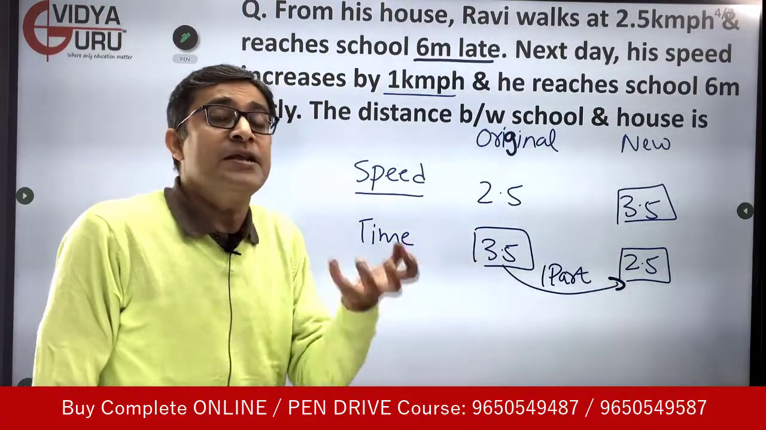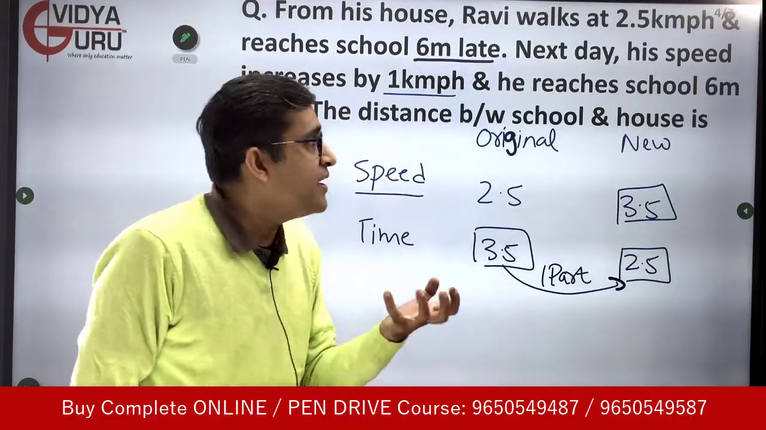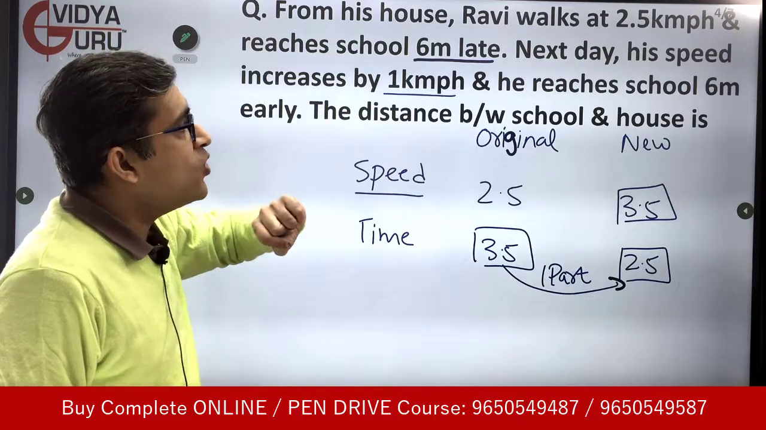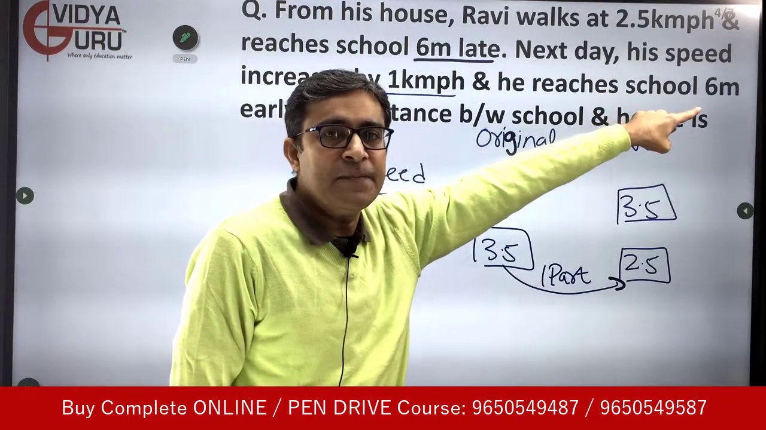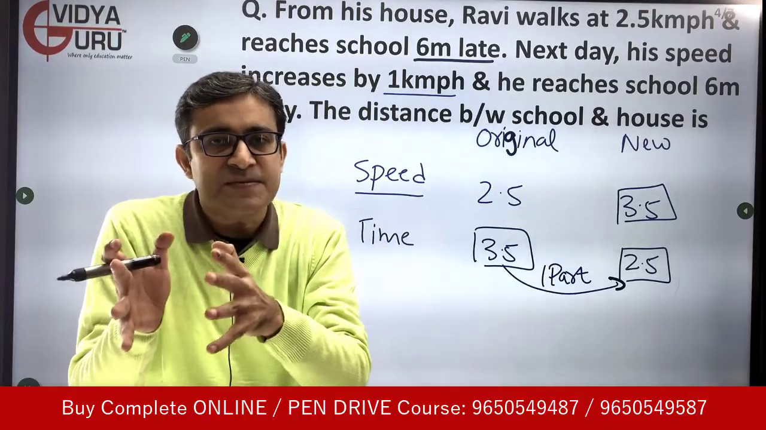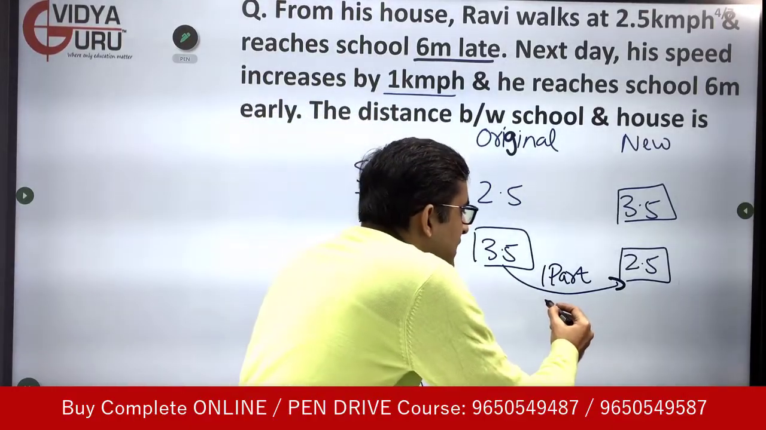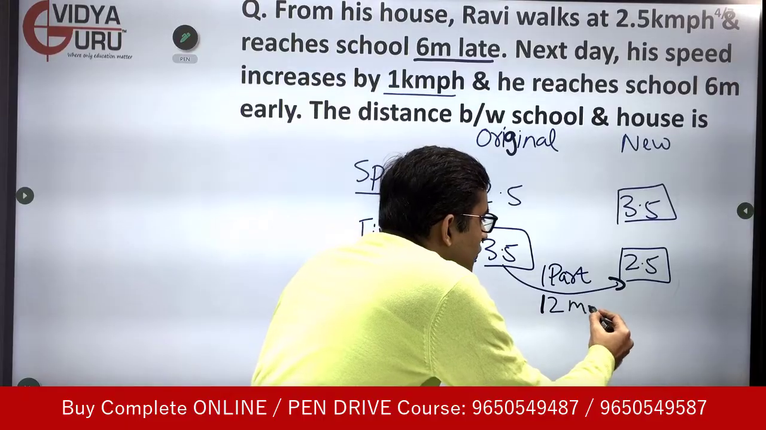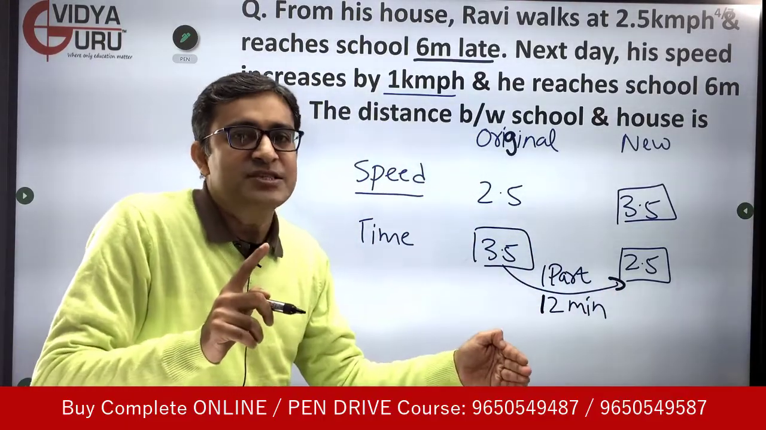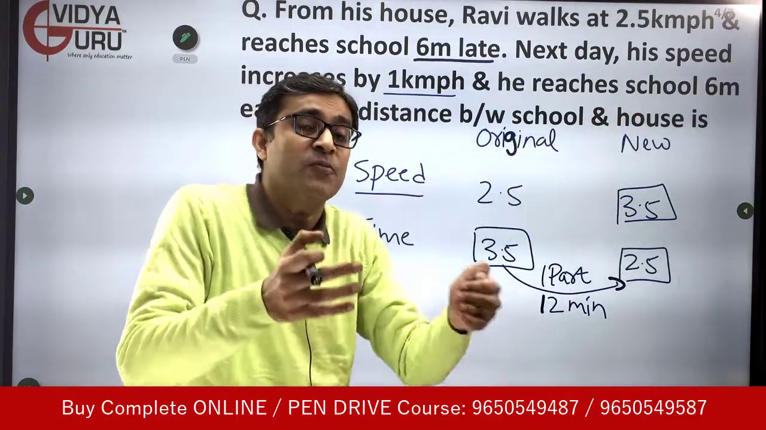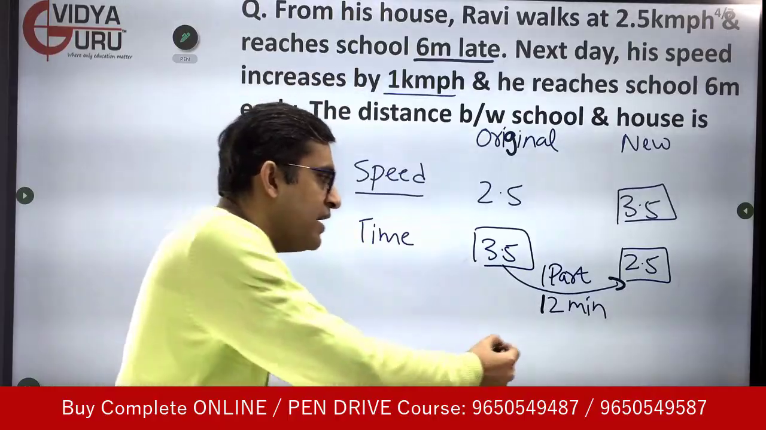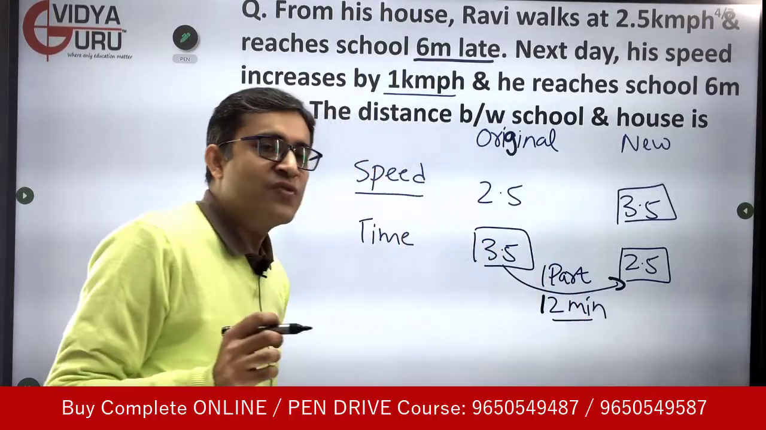But what is it in terms of minutes? Earlier he was 6 minutes late. Now he is 6 minutes early. So what happens? There is a total gap of 12 minutes. Students, the total gap is not 6 minutes. Now he is reaching 6 minutes early from the scheduled time. Earlier he was 6 minutes late from the scheduled time. So the gap is 12 minutes.